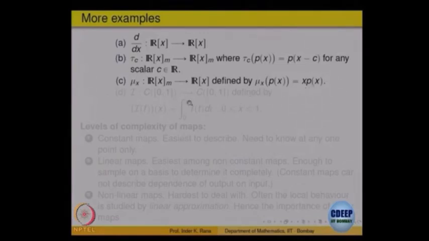What about multiplying by x? Take a polynomial P of x and multiply by x. Is that a linear operation? x times P1 plus P2 is the same as x times P1 plus x times P2, right, and the scalar also comes out. So, that is linear. Okay.